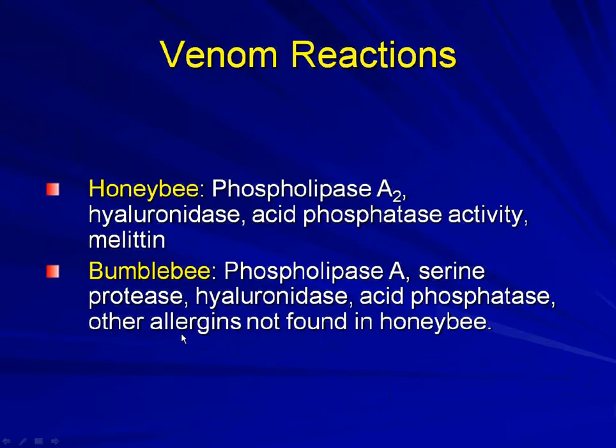The venom reactions are due to the components in each of these little insects. The honeybee has phospholipase A, hyaluronidase, acid phosphatase, and a substance called melittin, while the bumblebee shares a couple of these, such as phospholipase A, and then it goes on to have a serine protease. The hyaluronidase allows for the dissemination of the venom. The acid phosphatase is common to both types of bees here.